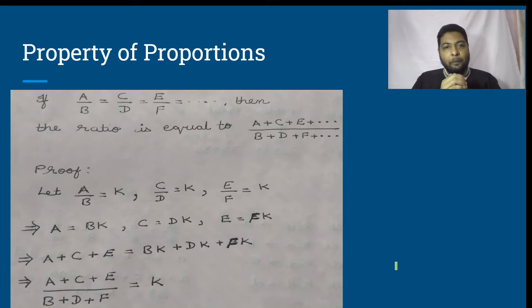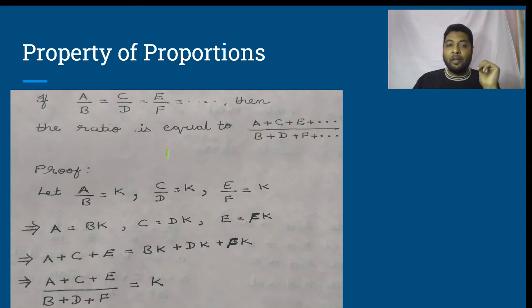Next, let us look at the property of proportions. If A by B is equal to C by D is equal to E by F is equal to dot dot dot, then this ratio of A is to B, C is to D, E is to F will also be equal to A plus C plus E plus dot dot dot by B plus D plus F plus dot dot dot.